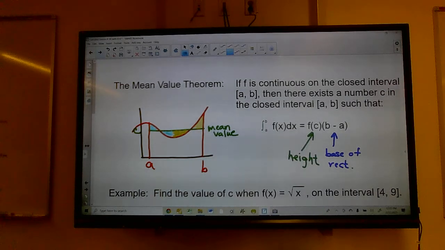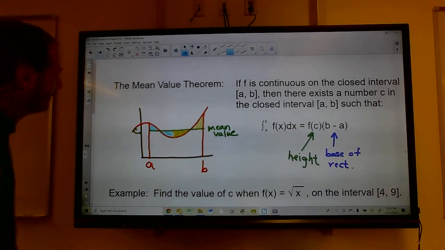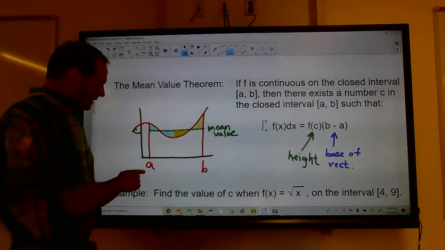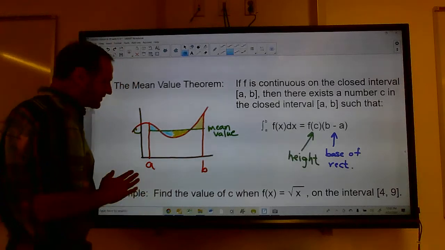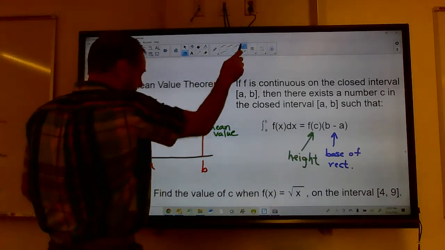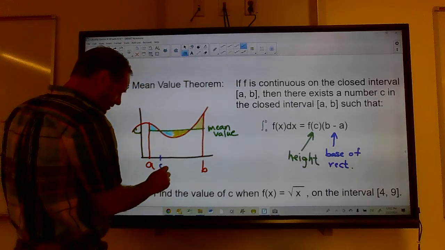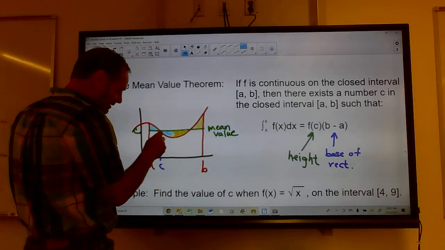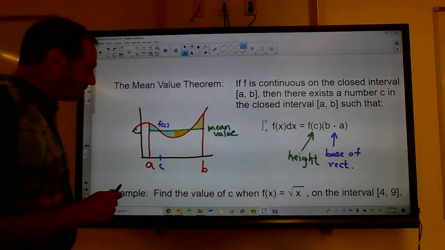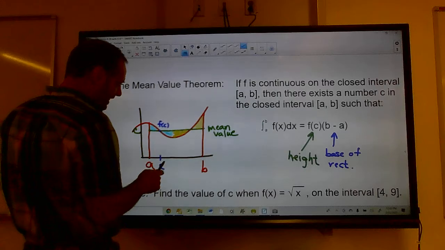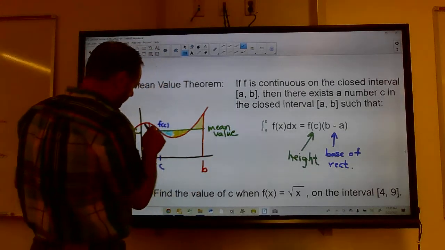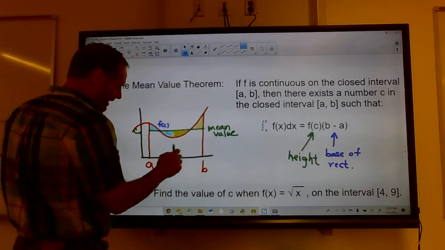All right, so if you think about this, this is what it's saying. I've got this curve that goes like this, okay, and it goes from a to b, and they're saying somewhere in here is a c, where f of c, there's f of c right there, times b minus a is the same as the area. So this is the area under this curve, under the red curve right here, from a to b.